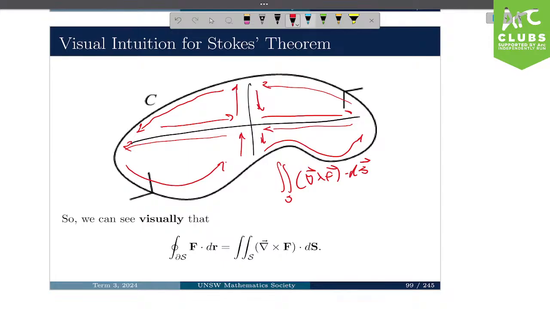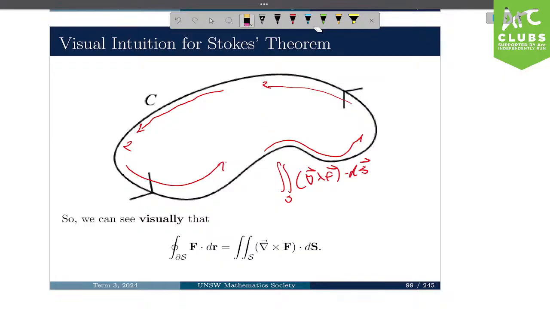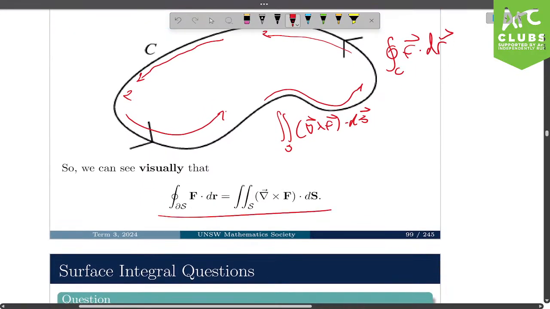But notice that, if this were a physical vector field swirling around, these components cancel each other out. They're in opposite directions, as do these, and these. They all cancel each other out because they're in opposite directions. So if we get rid of those, because they're cancelling, miraculously we just get the closed line integral around the boundary. Sweet. So this is a visual intuition for why Stokes' theorem works. So yeah, visually we can see this relationship.